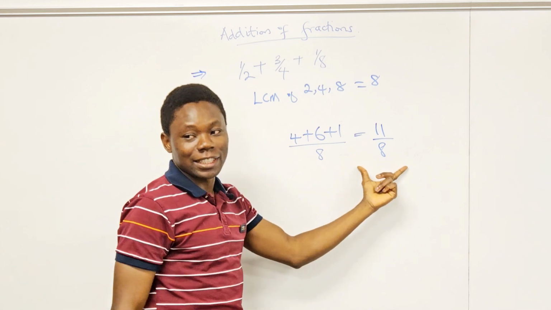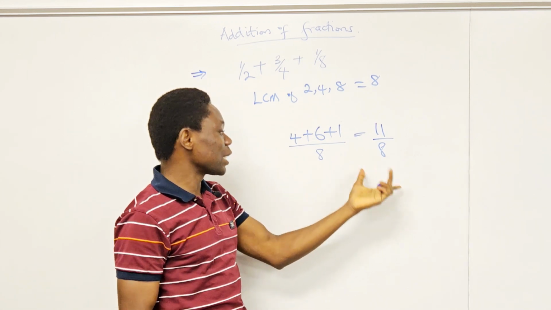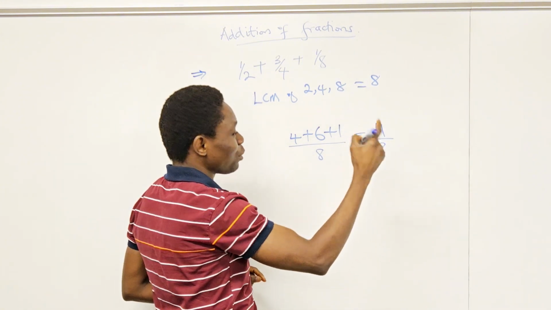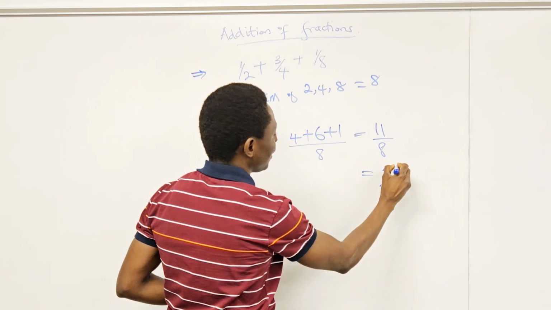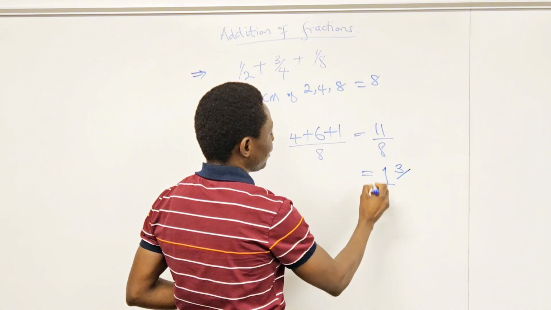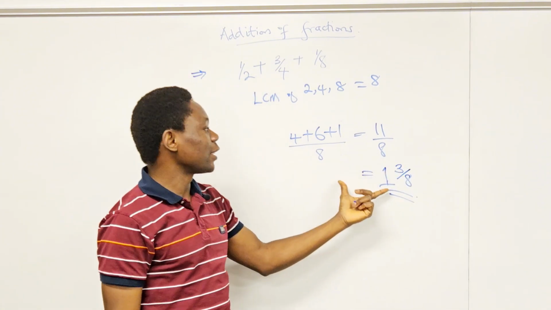And this becomes an improper fraction, which we can actually express as a mixed number. So 8 can go into 11 once, but then there is a remainder of 3, which will form the numerator of the fractional part, all over the denominator, which is 8. So it's going to give us one whole number, 3 over 8.